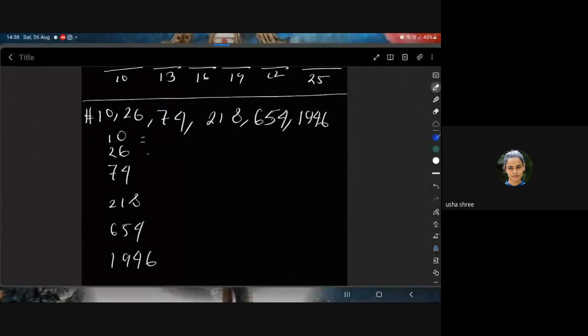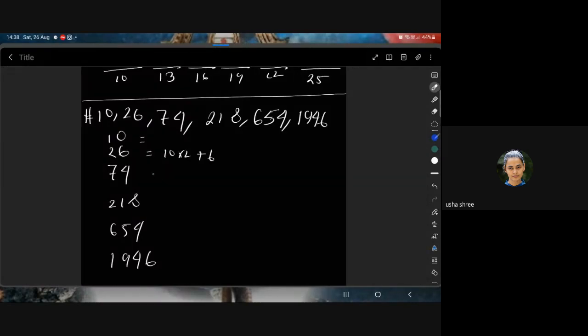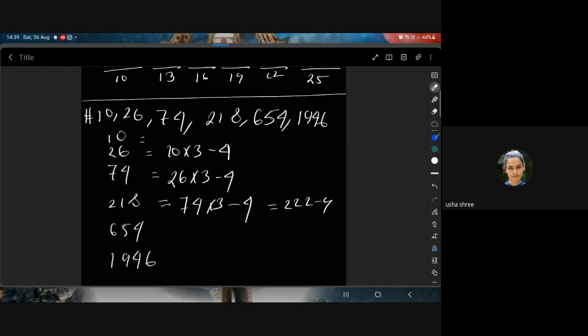See, we tried to create it as 10 into 2 plus 6, then 26 into 2, it will be 52, then plus 22, not matching. Okay, we will try otherwise. 10 into 3 minus 4, it will give you 30 minus 4, 26. The next will be 26 into 3 minus 4, 78 minus 4, which is 74. Next will be 74 into 3, 222, minus 4, it will give you 218. The next will be 218 into 3 minus 4, which gives you 654.